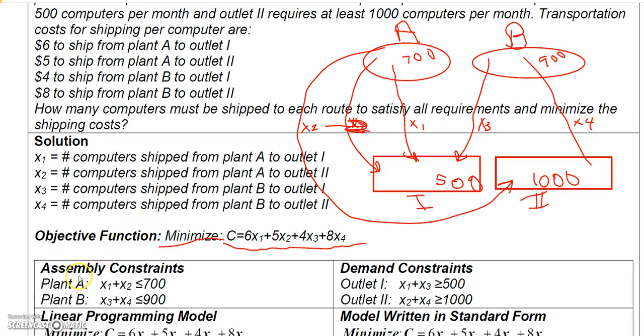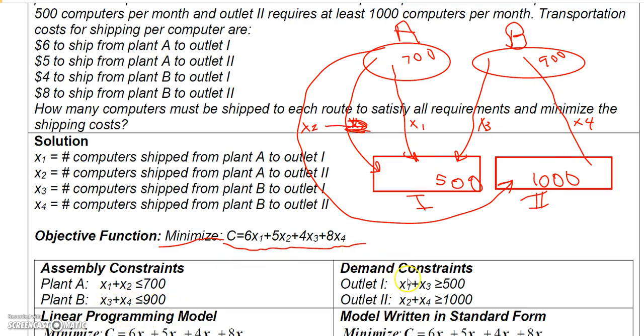Now, the assembly constraints. In other words, how many can A assemble? A can only assemble up to 700, so the number of computers that leave Plant A must be less than or equal to 700. That would be X1 plus X2 less than or equal to 700. Then Plant B can assemble no more than 900, so the number of computers leaving Plant B, X3 plus X4, has to be less than or equal to 900.